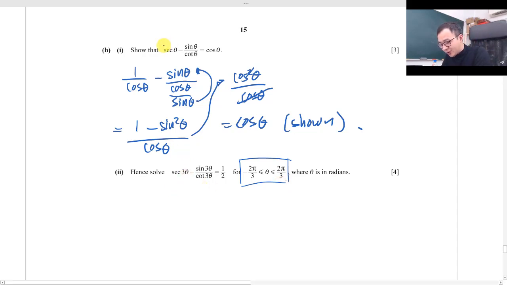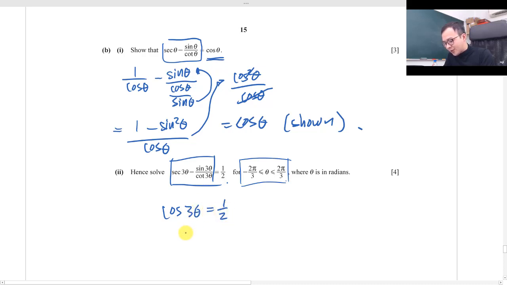But let's do this one. You can realize this one and this one is very similar. The only difference is the angle, the theta, they change to 3 theta. So therefore, my cos I will change to 3 theta as well. So 3 theta equals to, I move my cos to the other side, I should get pi over 3. Cos is positive in the first quadrant and the fourth quadrant, which is pi over 3, sorry.